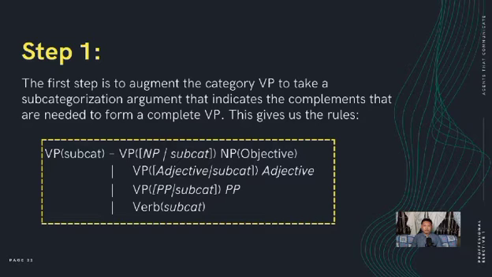As you can see on the slide again, the first line can be read as a verb phrase with a given subcategorization list, or subcat list, can be formed by a verb phrase followed by a noun phrase in the objective case, as long as that verb phrase has a subcategorization list that starts with the symbol NP. So, pwede lang daw dugtungan o augment yung verb phrase given that it must be followed by a noun phrase.